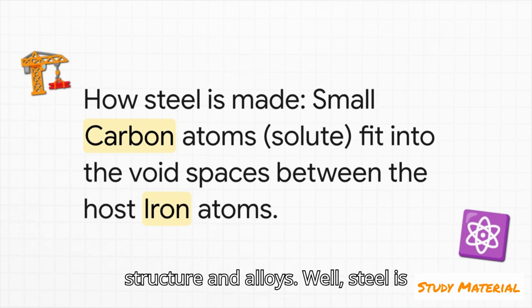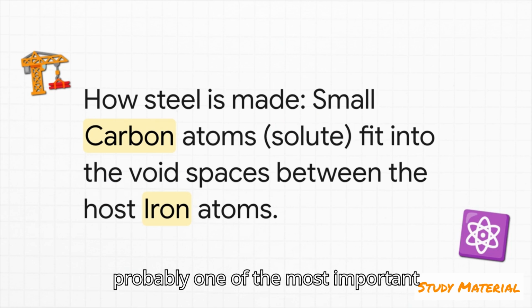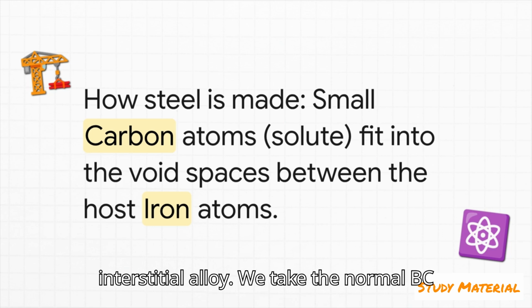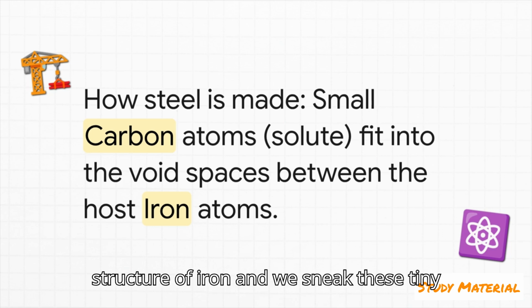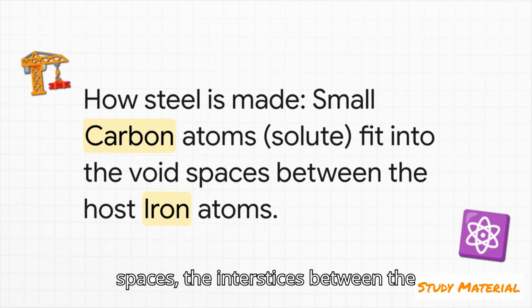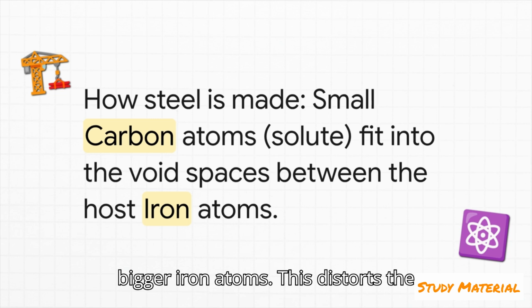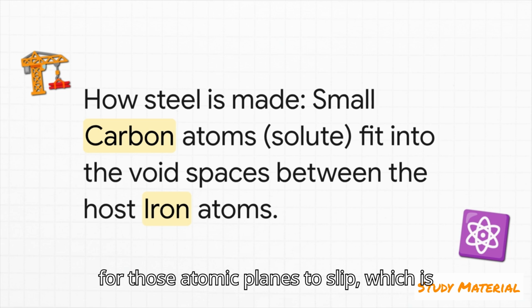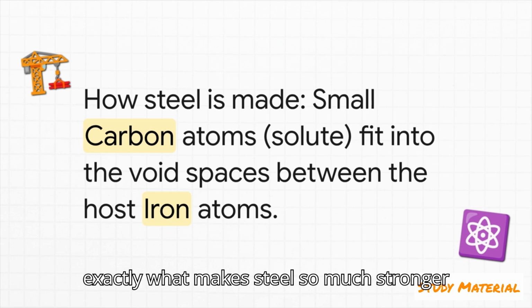And alloys? Well, steel is probably one of the most important materials ever. It's what's called an interstitial alloy. We take the normal BCC structure of iron and we sneak these tiny little carbon atoms into the empty spaces, the interstices, between the bigger iron atoms. This distorts the whole structure and makes it way harder for those atomic planes to slip, which is exactly what makes steel so much stronger than plain iron.